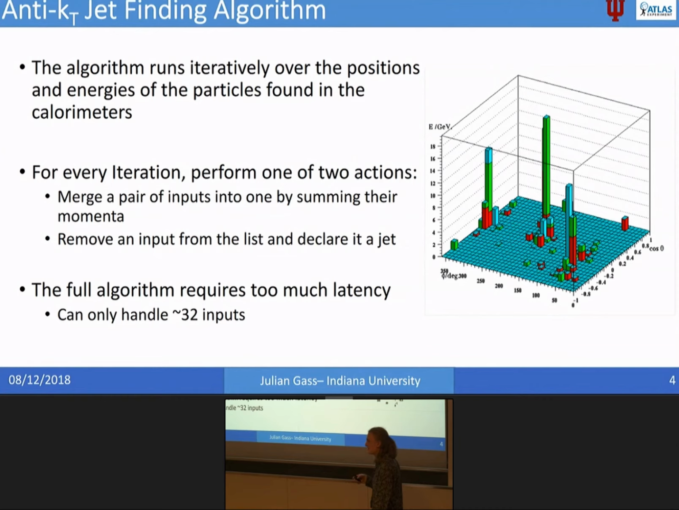So when you say it's comparing the pairs, that means it's running in n squared time. It's comparing each permutation. Yeah, it's a very slow algorithm, but it's what's used in offline analyses, and so we want to mimic it at the hardware level. Because right now we're using a very archaic jet finding algorithm that just looks at the highest energy particle found and assumes that's a jet. Right.